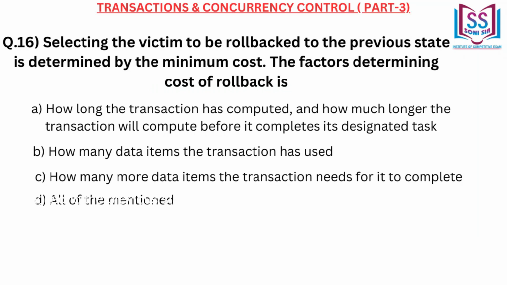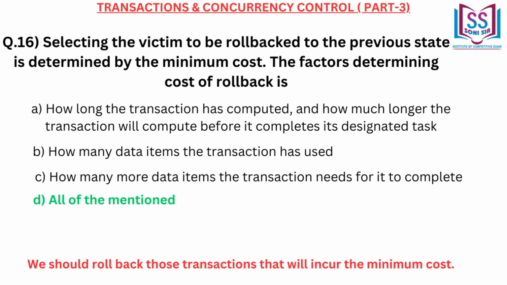Selecting the victim to be rolled back to the previous state is determined by the minimum cost. The factors determining cost of rollback are: A. How long the transaction has computed, and how much longer the transaction will compute before it completes its designated task, B. How many data items the transaction has used, C. How many more data items the transaction needs for it to complete, D. All of the mentioned. Correct answer D. All of the mentioned. We should roll back those transactions that will incur the minimum cost.